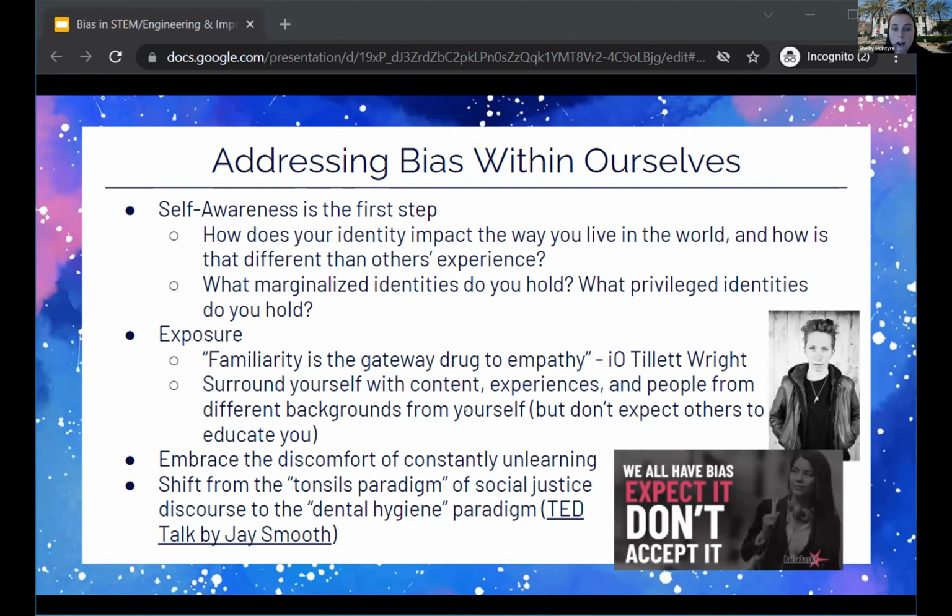So surround yourself with content, experiences, and people from different backgrounds from yourself. And one thing you don't want to do is just expect them to tell you about it, right? Because there's already podcasts and articles and things out there of people talking. So don't just walk up to someone who maybe uses an interpreter and say, tell me everything there is to know about being deaf and using an interpreter, right? Like that's asking them to do a lot of emotional labor. But do surround yourself with content, watch TV shows, right, that are about different experiences.